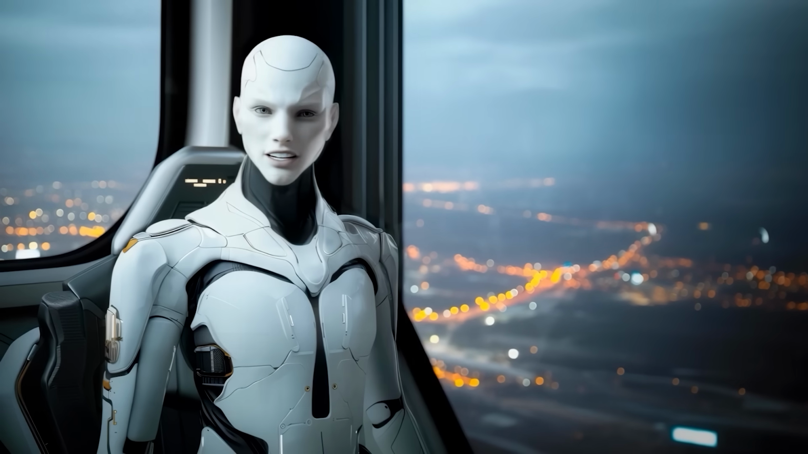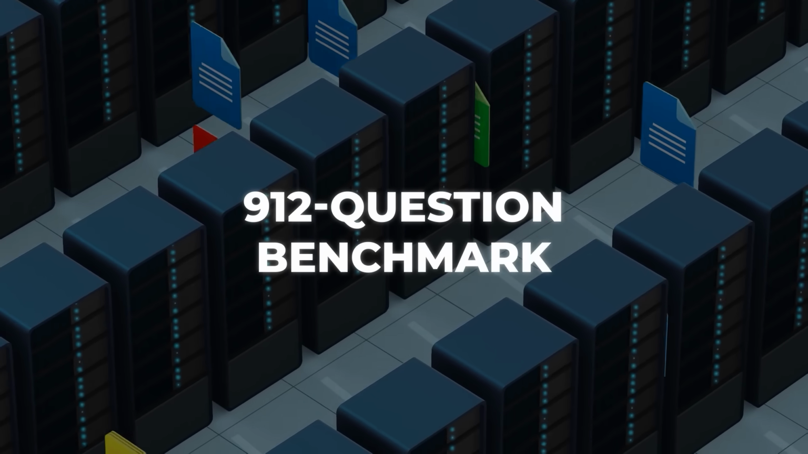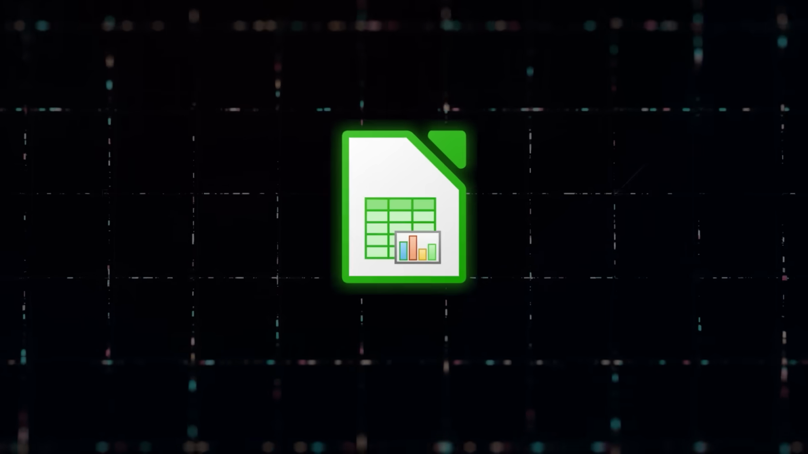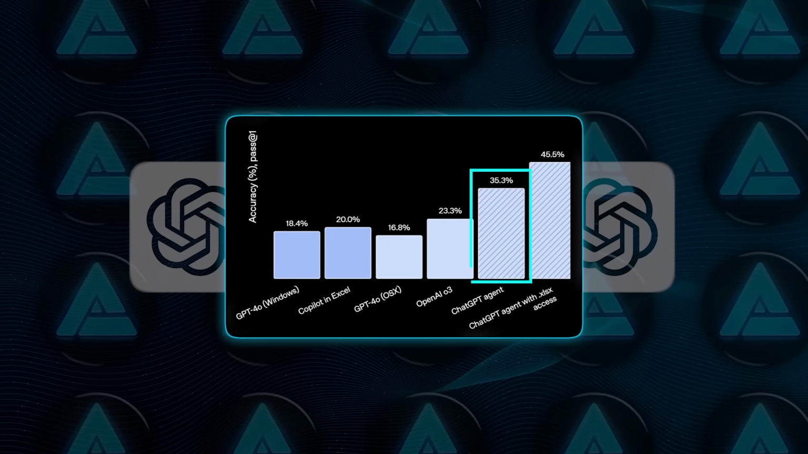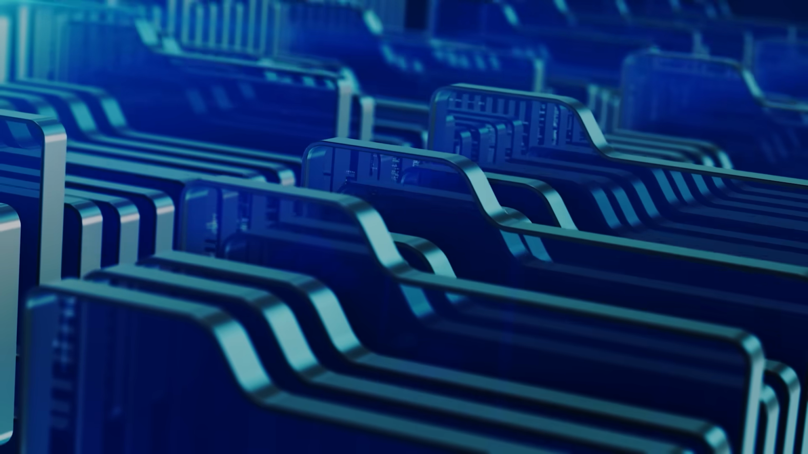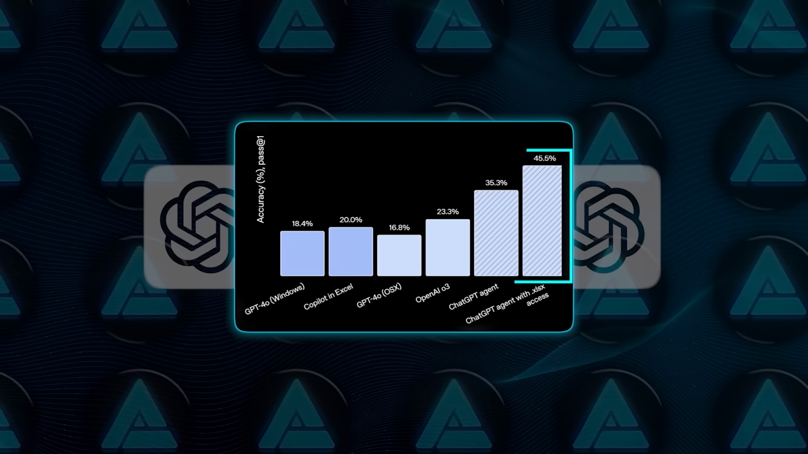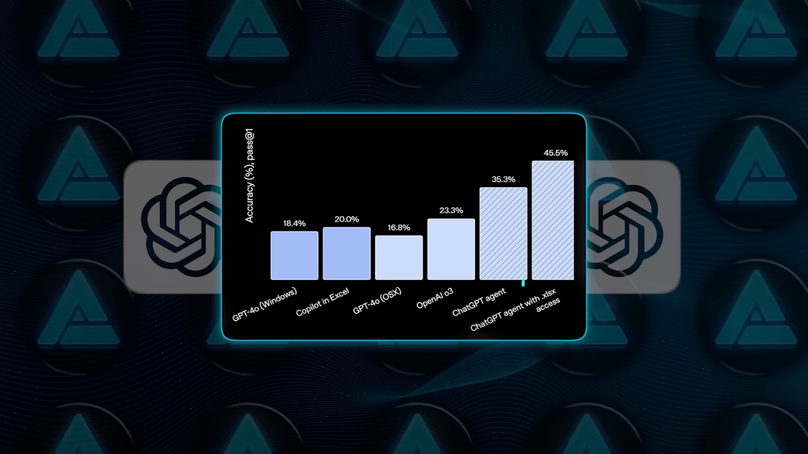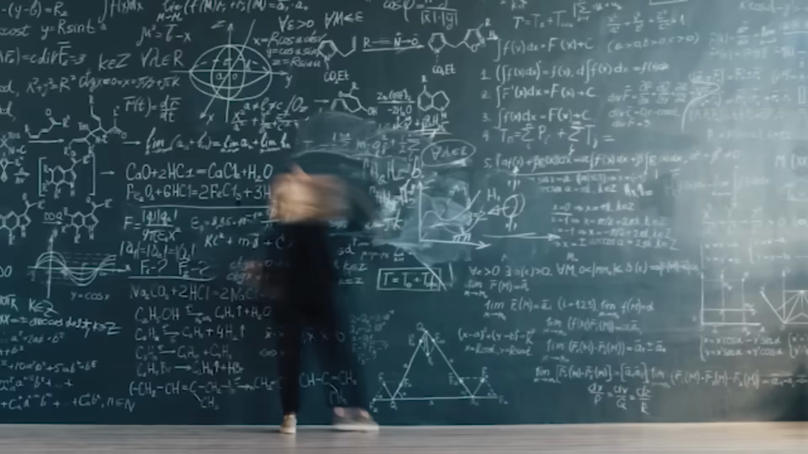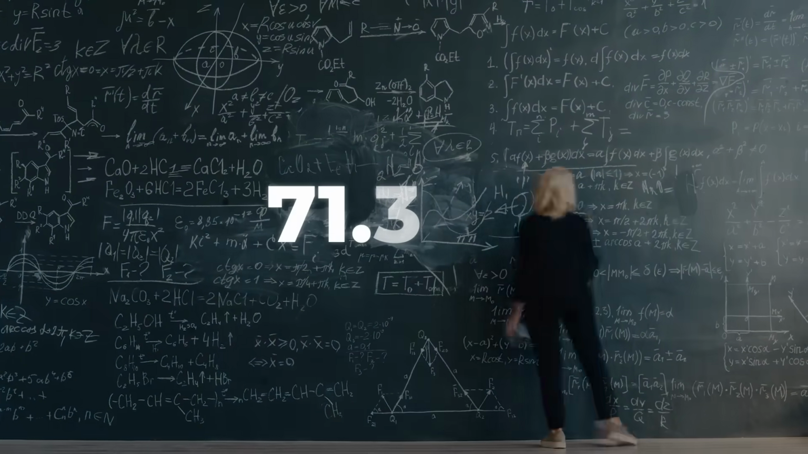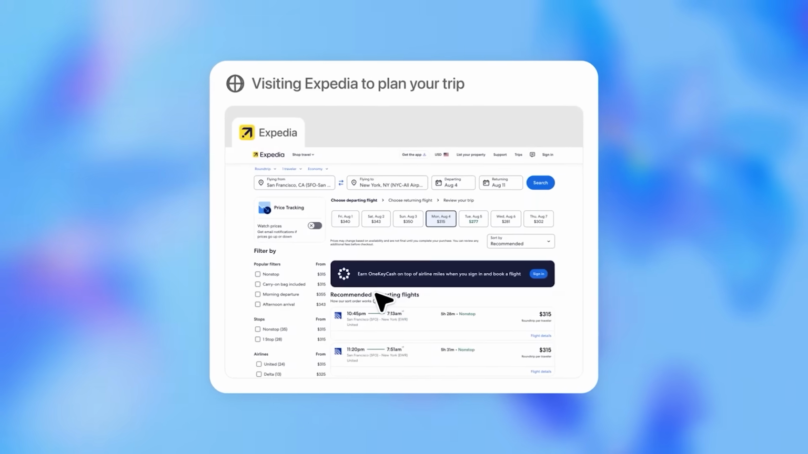Spreadsheet tasks? Oh yeah. They tested it on something called SpreadsheetBench. It's a 912-question benchmark covering real-world spreadsheet editing and analysis. In the LibreOffice environment on macOS, ChatGPT Agent hit 35.27% overall. But when it was allowed to directly edit .xlsx files, that jumped to 45.54%. For comparison, Copilot in Excel scores around 20.0%. Humans obviously are still better. They clocked in at 71.33%. But ChatGPT Agent is over halfway there now.